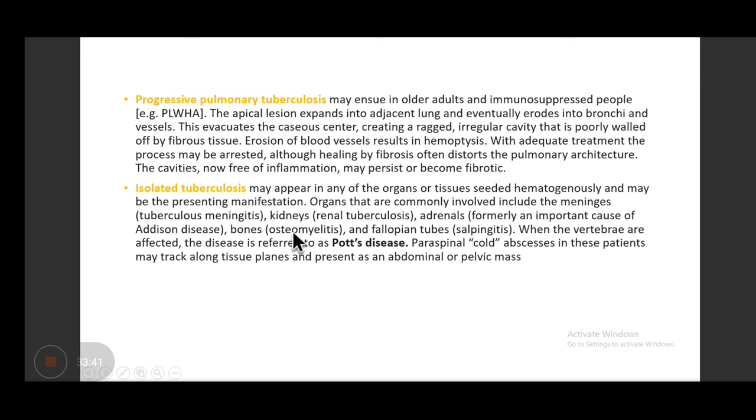Then your osteomyelitis, TB salpingitis, which is one of the leading causes of secondary infertility in India. TB salpingitis, okay, this is important. When the vertebrae are affected, the disease is referred to as Pott's disease. You know, Pott's spine. Paraspinal cold abscesses in these patients may track along tissue planes and present as an abdominal or pelvic mass as well. Okay.